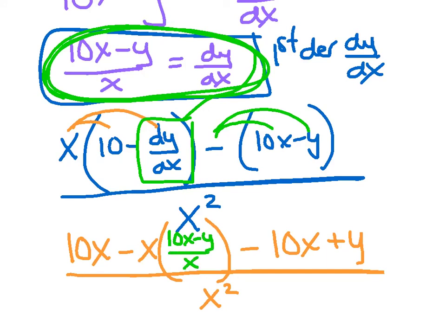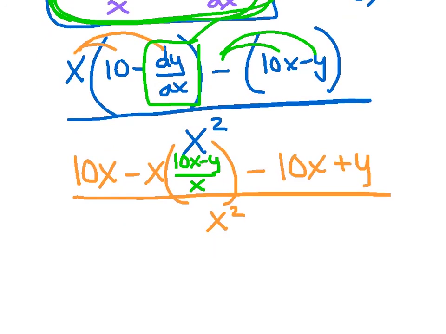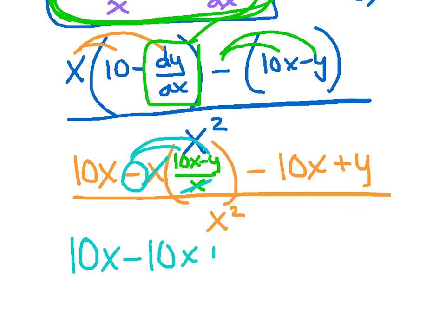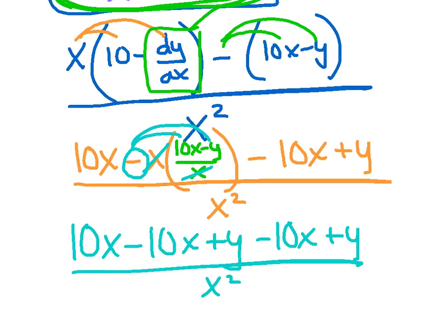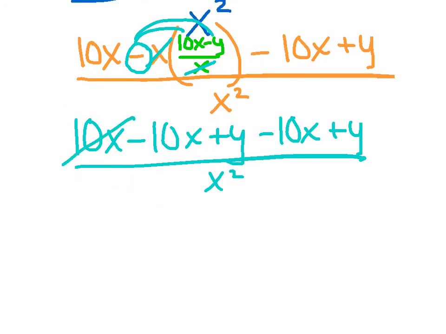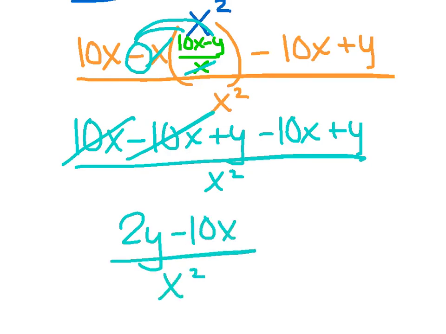So you're always going to use that first derivative when you do a second derivative. As I clean that up, this is really 10x. Of course, these x's are going to cancel. And again, make sure you take this negative and distribute it through. So I'm getting 10x minus y, minus 10x plus y, all over x squared. As I clean that up, the 10x and minus 10x cancel, and that looks like 2y minus 10x over x squared is equal to my second derivative.